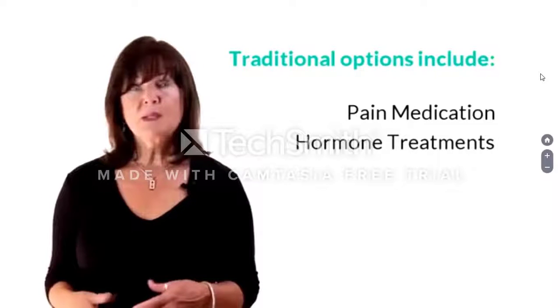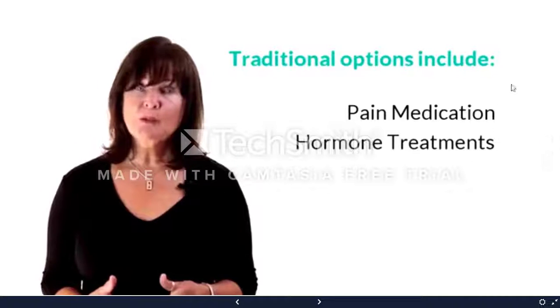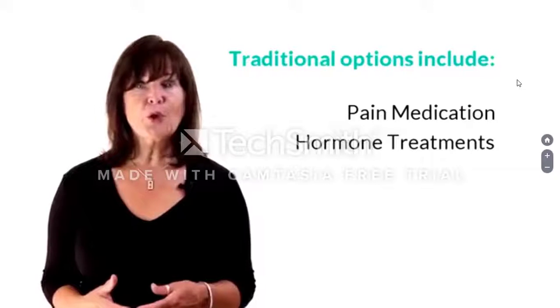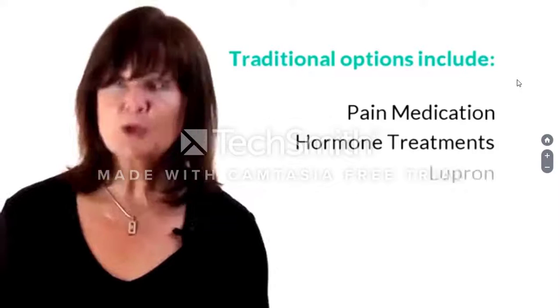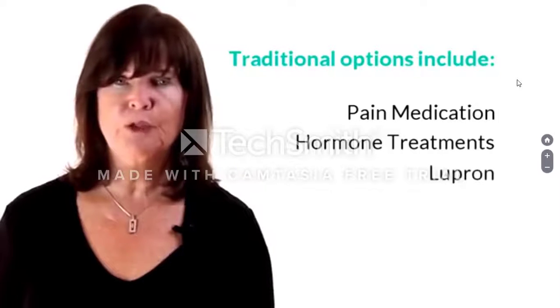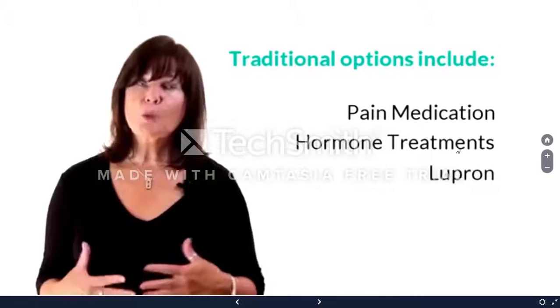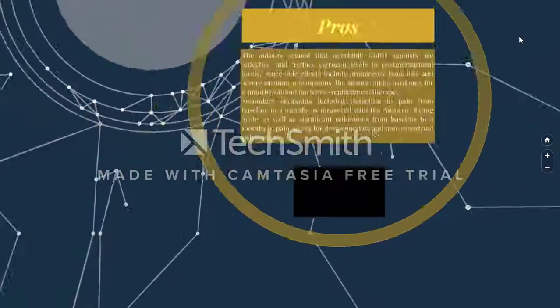Keep in mind that women hoping to conceive will not be able to achieve pregnancy while on these treatments. Birth control pills are used to regulate hormones and to decrease the menstrual flow. Lupron, which was originally developed for advanced prostate cancer patients.